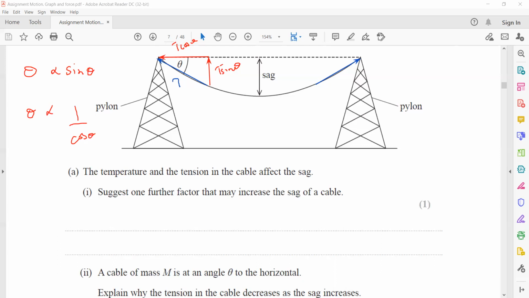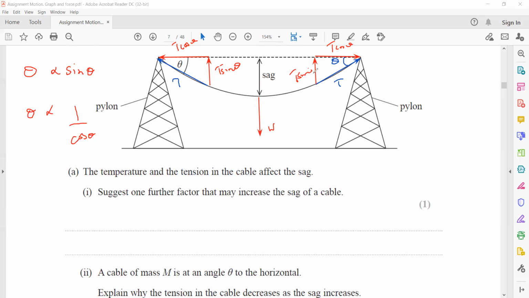So when we work out, as the weight of this mass is there, the weight will act downward, and it is making the same angle theta here. So this will be T. The component of the tension which is with the angle will be T cos theta, and the component which is against the angle is T sin theta. So basically between the two pylons, the weight is balanced by T sin theta from each pylon.